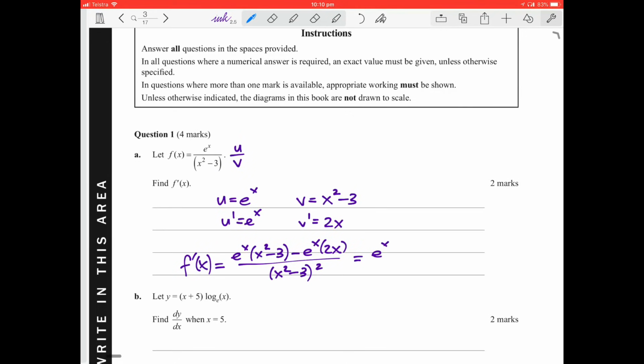However, we can also take out e to the x. We've got x squared minus 2x minus 3 on x squared minus 3 squared.